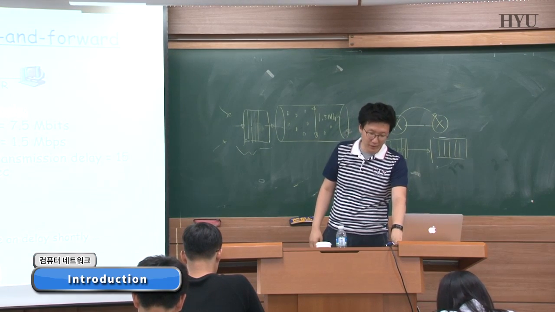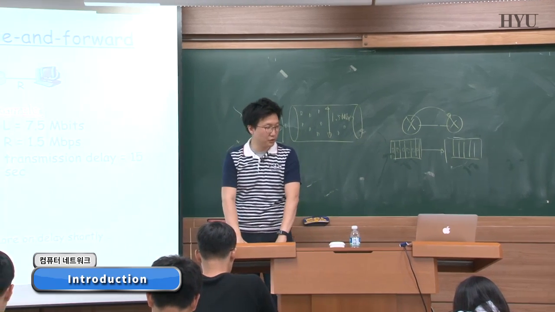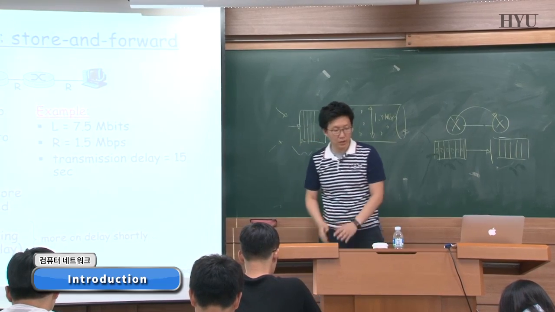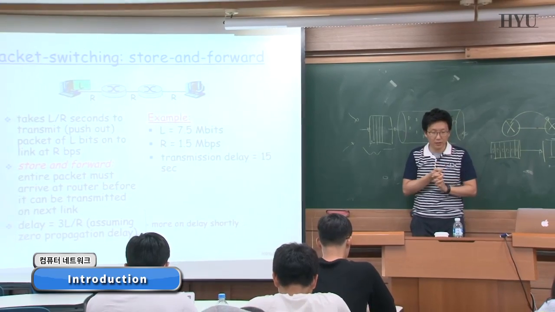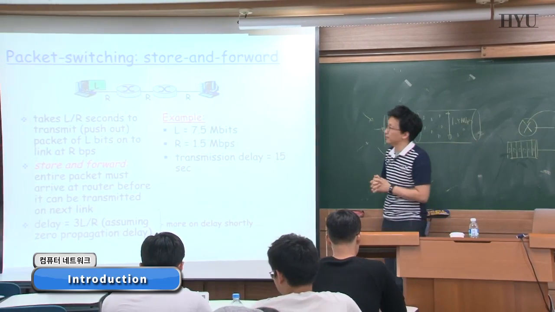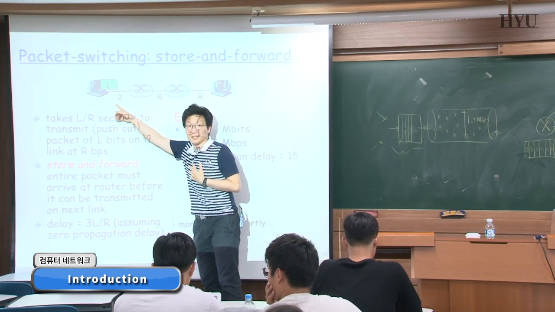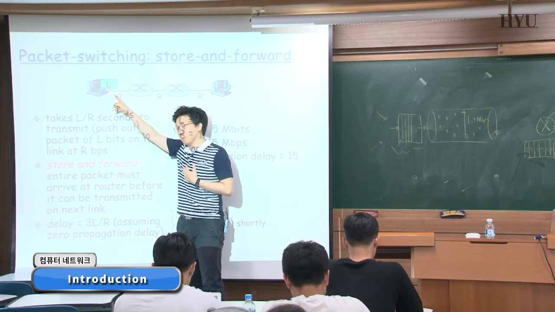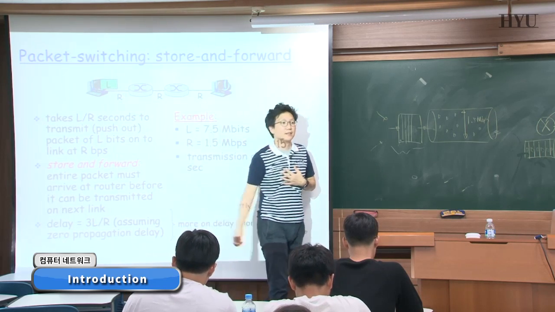Simple calculation examples. Packet switching, store and forward takes L divided by R seconds to transmit. R is a rate, bandwidth. You can look at R as bandwidth. L is the data. So if I divide the data by the bandwidth rate, I have a time, right?